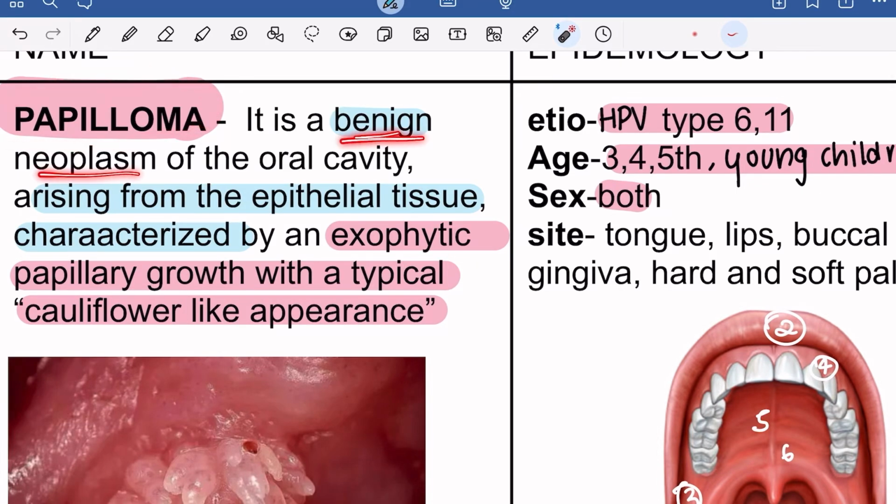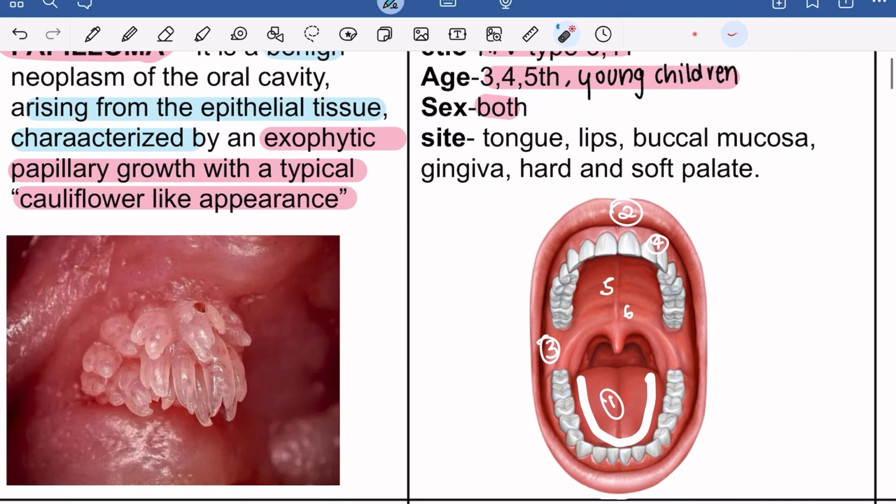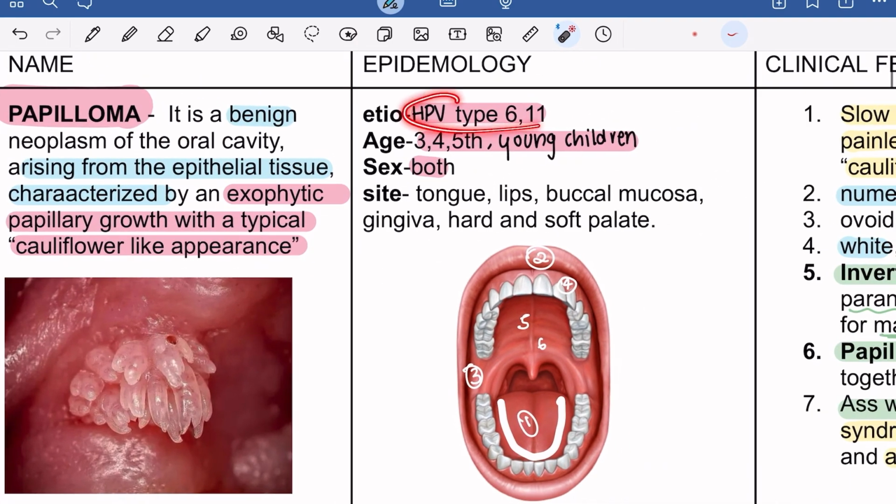Papilloma is a benign neoplasm of the oral cavity arising from the epithelial tissue, characterized by an exophytic papillary growth with a typical cauliflower-like appearance. The etiology is usually due to HPV, human papilloma virus types 6 and 11, common in the 3rd, 4th, 5th decade and also young children. Both the sexes are affected. The sites are usually the tongue, lips, buccal mucosa, gingiva, hard palate and the soft palate.